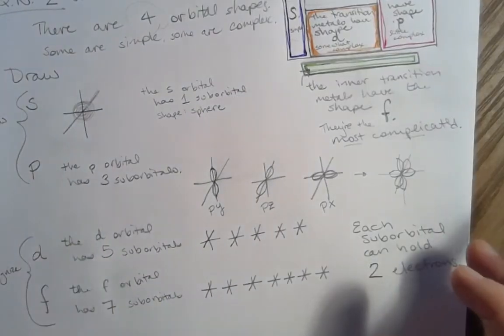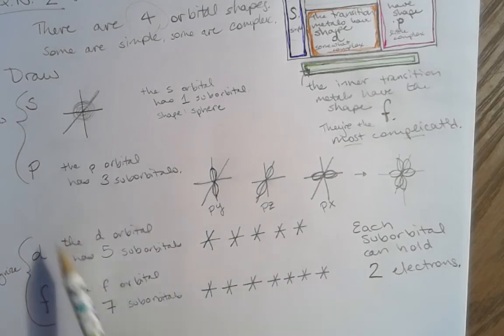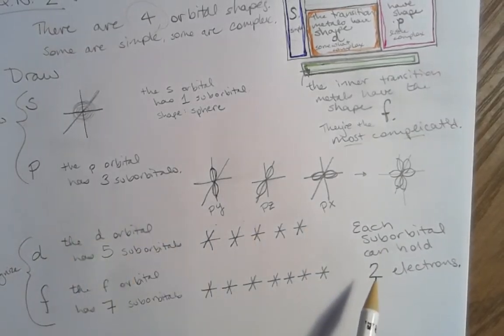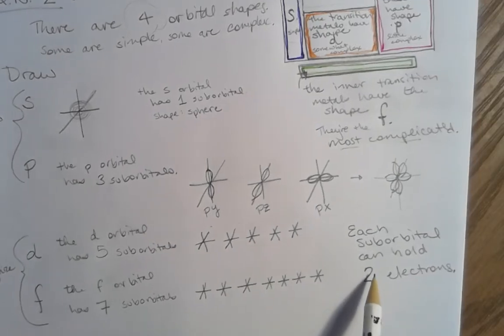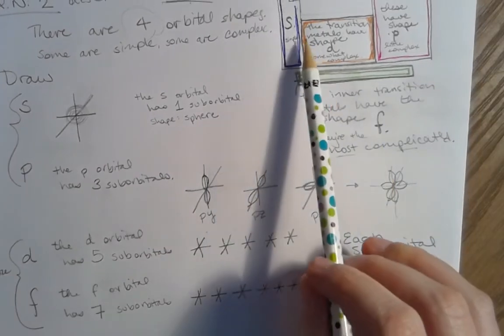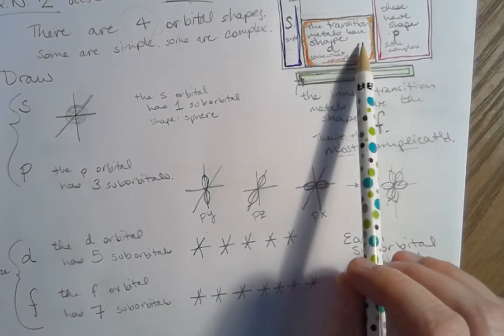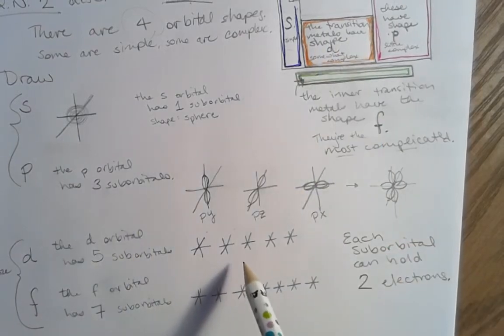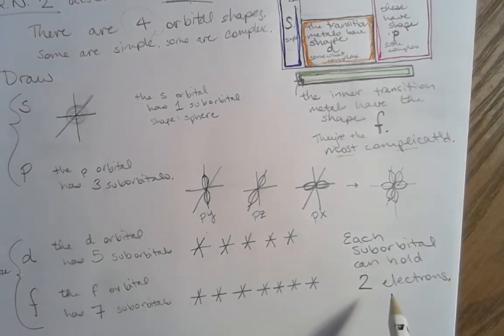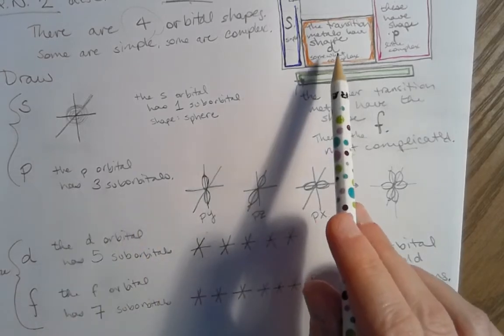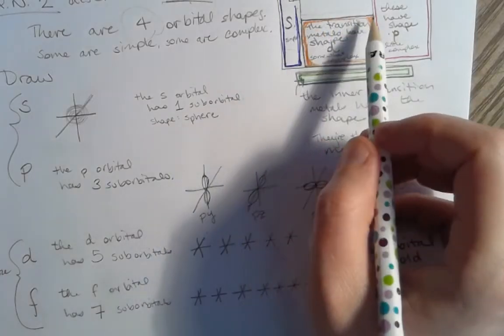It works for the D's and the F's as well. Your D's have 5 suborbitals. Each suborbital can hold 2 electrons. So already you can make a prediction about how many elements across in a row of the transition metals, because there's 5 suborbitals. Each can hold 2 electrons. In total, you've got 10 electrons in each d orbital. So each d orbital can hold 10 electrons.